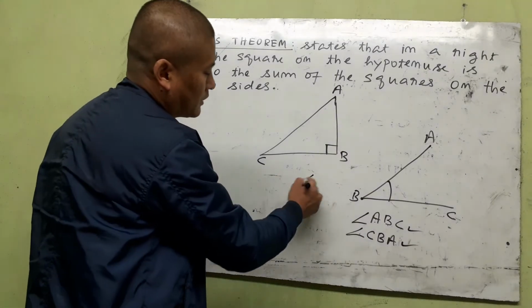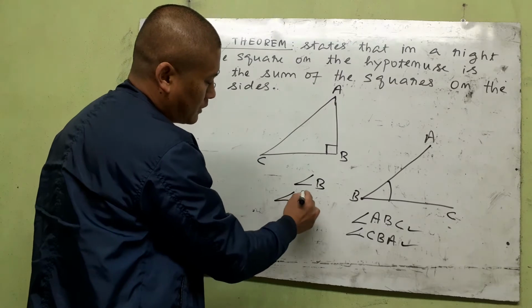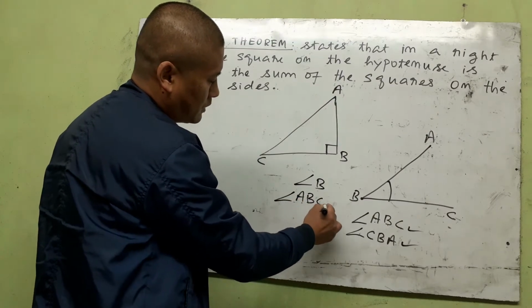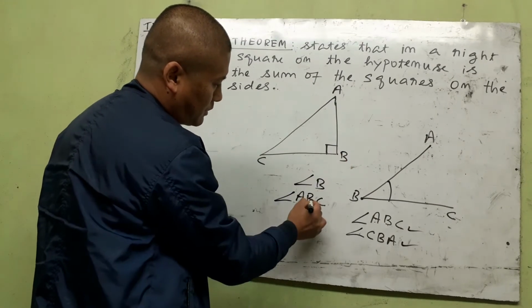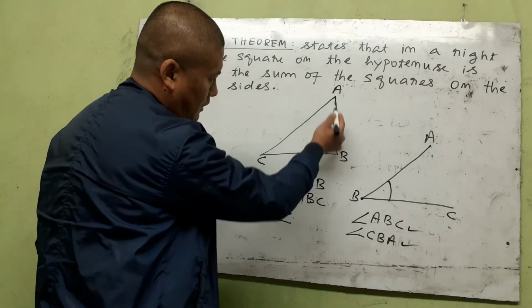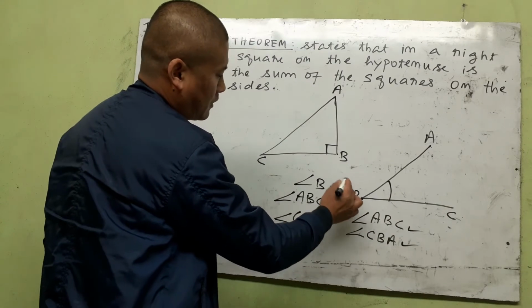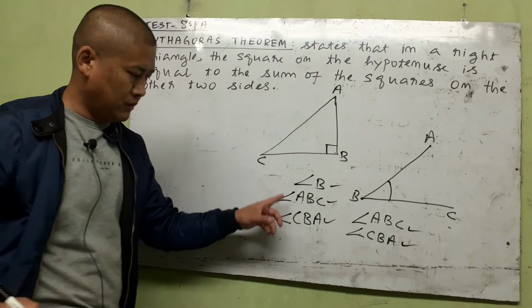We just call this angle simply angle B, but if you were to write it completely, then angle A, B, C, meaning this point should be in the middle. Or we can also write it as C, B, A. All these three are correct. To express this angle, we can express it in these three ways.